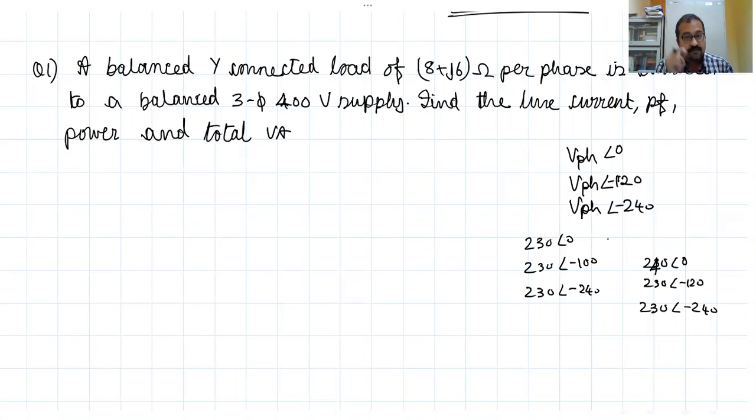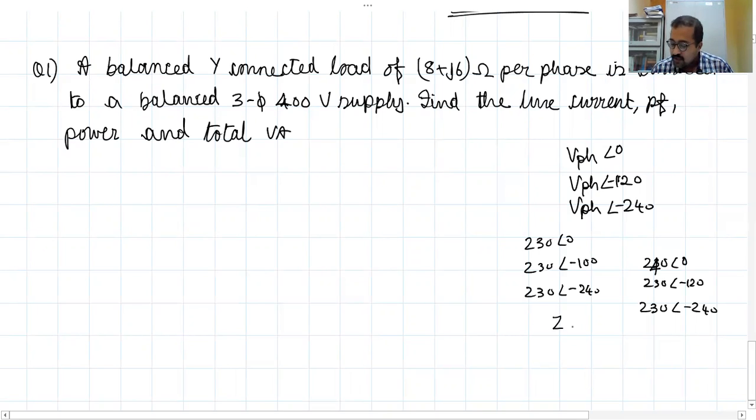Similarly, when will you say a load is balanced? A load is said to be balanced if the impedances are equal both in magnitude and angle. That means all the load impedances must be Z angle theta. If one of the impedances is Z angle minus theta, then it is not a balanced load. Everything must be equal in both magnitude and angle. Then only do you say the load impedances are balanced. Now, what's the question?